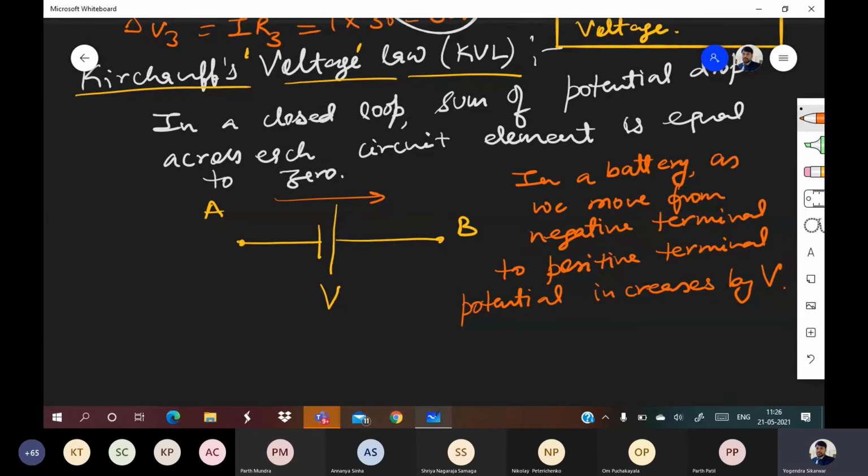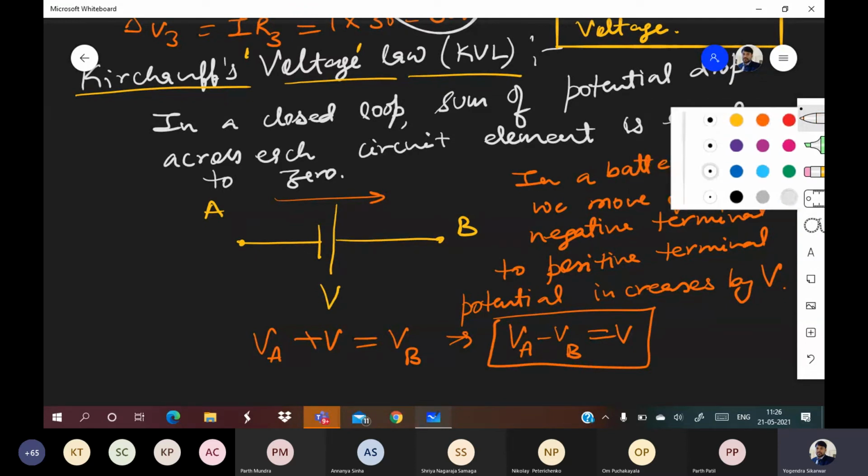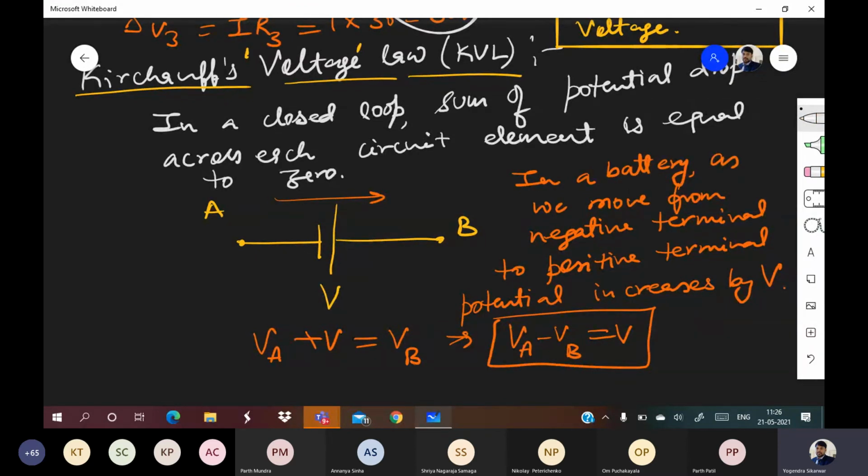Now, reverse is also true. So basically what you can write is VA plus V is equal to VB, and that will give you VB minus VA is equal to V. So basically this is higher potential and this is lower potential, if we are going from negative terminal to positive terminal.